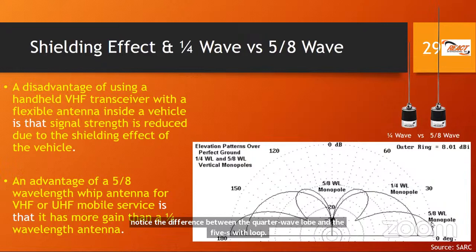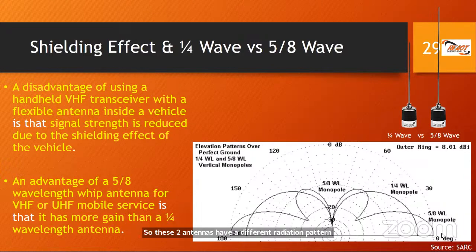Notice that the 5/8 wave actually goes further. So in other words, the gain of the 5/8 wave antenna, because of that radiation pattern, is stronger or more than the gain on the quarter wavelength antenna. All right. So we just kind of showed mobile antennas here.